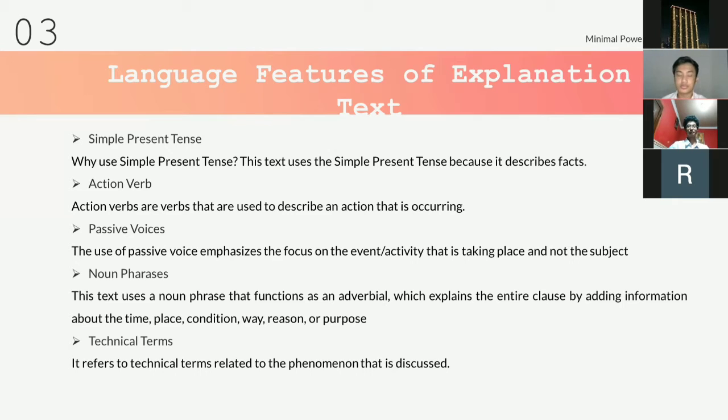Okay, the last one is about technical terms. It refers to technical terms related to the phenomenon that is discussed. The example is kinetic energy. The energy of motion is separated into three categories: vibrational, rotational, and translational, which relate to how the movement is. We can see that technical terms such as kinetic energy, vibrational, rotational, and translational are the technical terms.